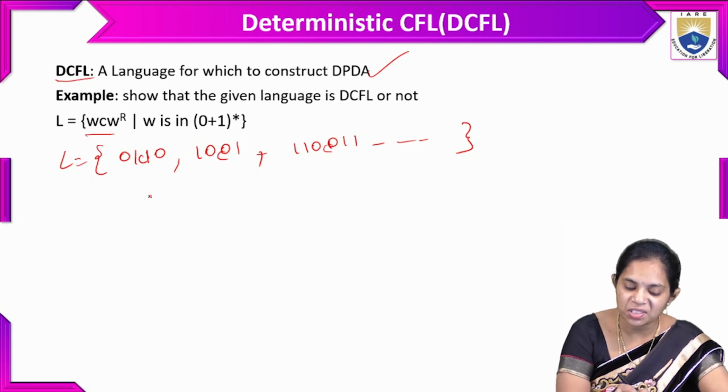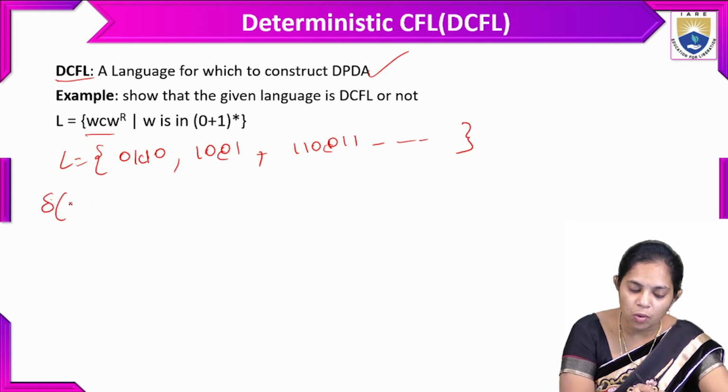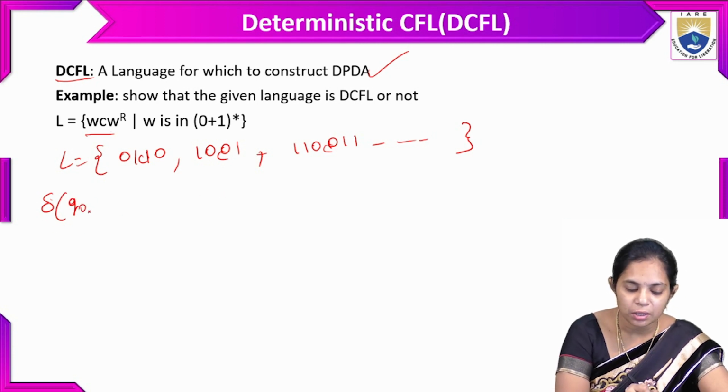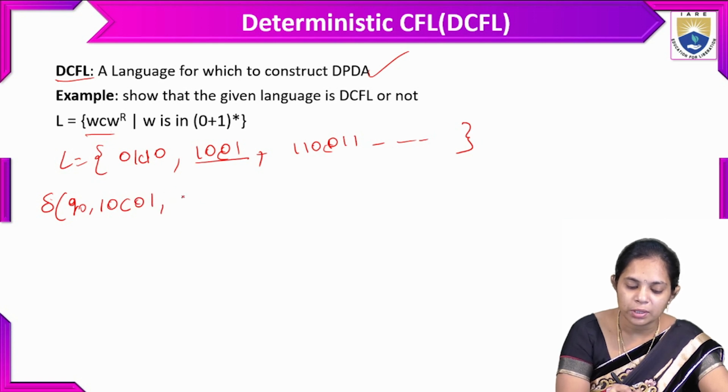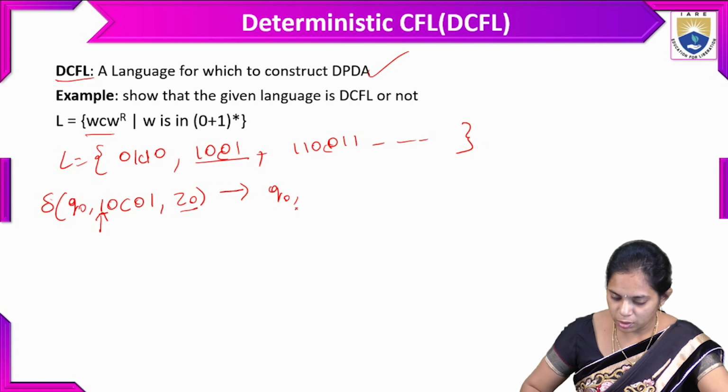If you take one string, 10, the string W, the transition of, we already know how many states there are. Q naught I am taking, and the consumed input is 1, 0, C, 0, 1. The top of the stack symbol is Z naught, and here the input string 1 we have to take, with the top of the stack symbol Z naught. The state it is having is Q naught.